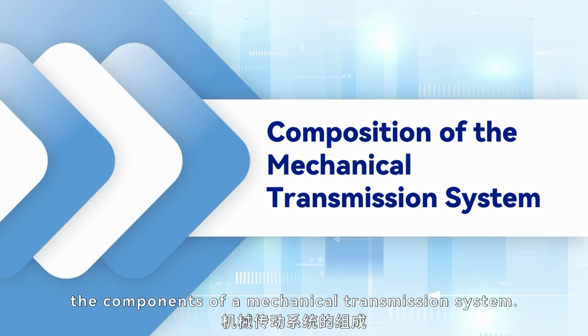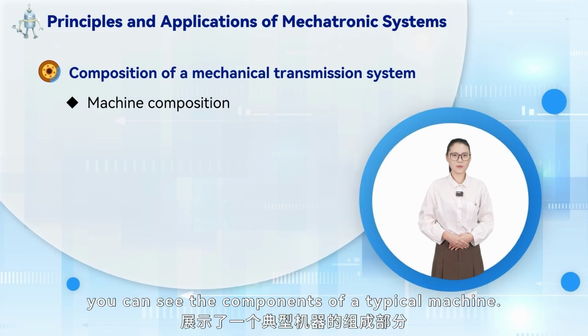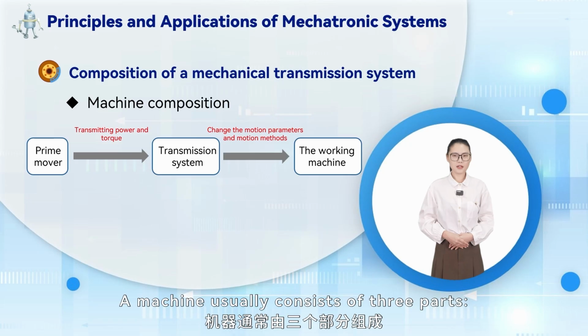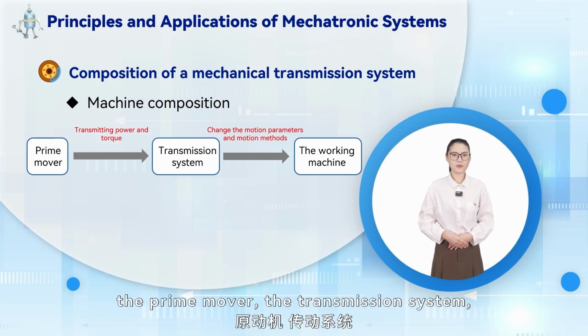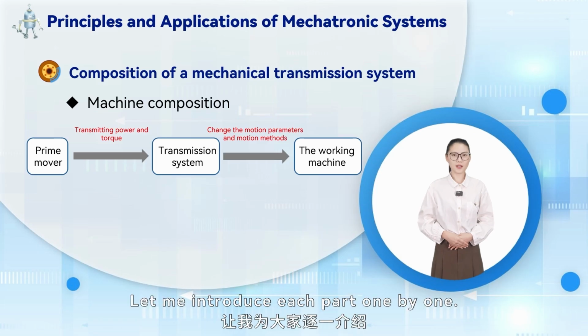Next, let's learn the components of a mechanical transmission system. On the screen, you can see the components of a typical machine. A machine usually consists of three parts: the prime mover, the transmission system, and the working machine. Let me introduce each part one by one.